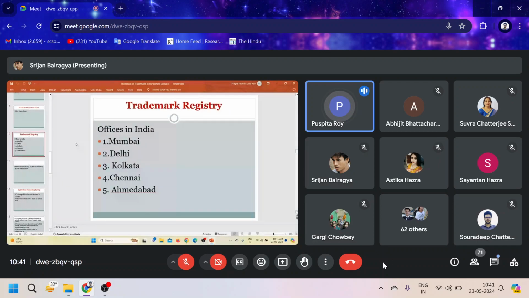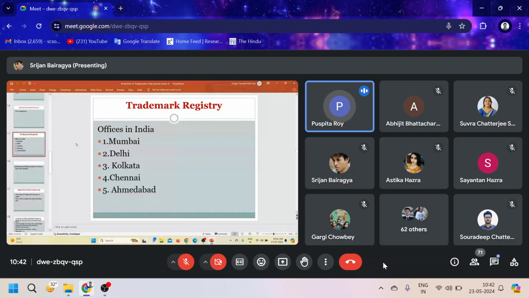Now we will move on to registration. Now I want to register my trademark. Where will I apply for the registration? I will have to apply for registration in the trademark registry.